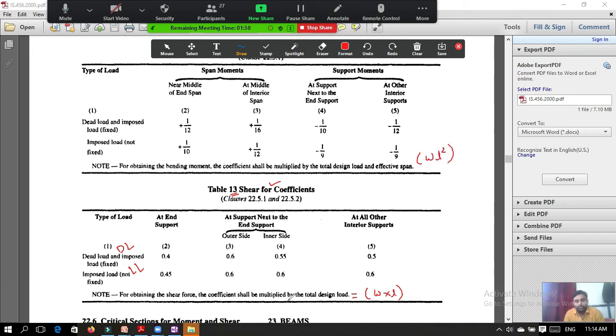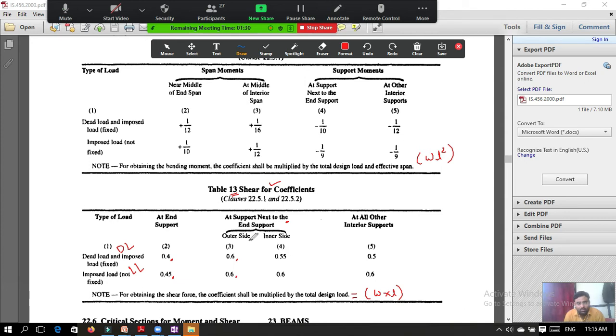Okay. So now, for the design load at the end support, the coefficient at the end support is 0.4 for dead load and 0.45 for live load. Okay. So the coefficient at the support next to the end support, for dead load it is 0.6, and for live load it is 0.6.